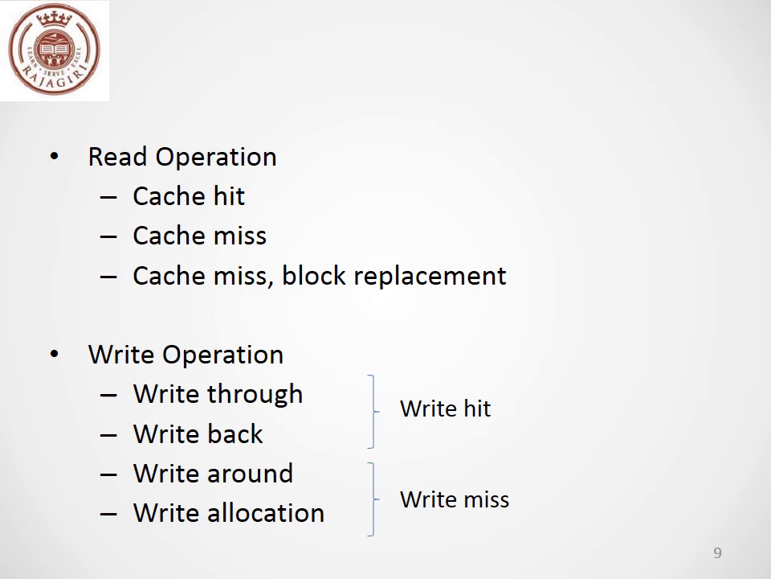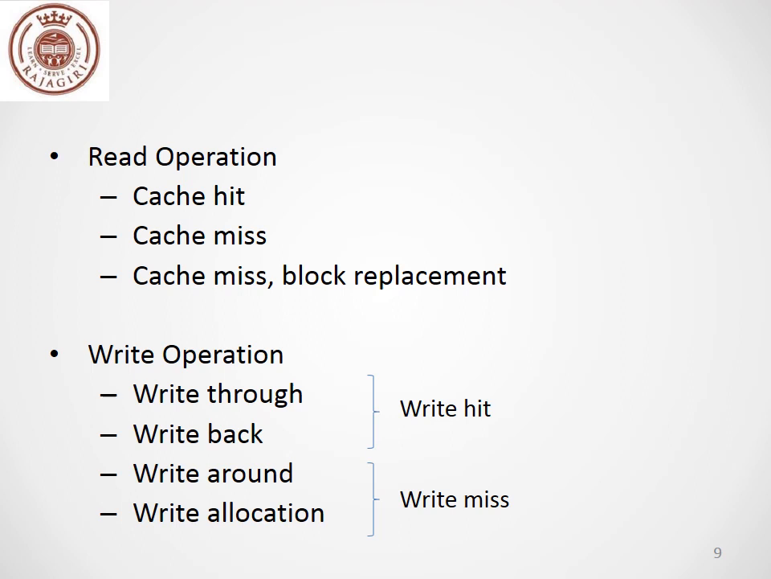Now, the third case that can arise is, suppose I am trying to read some data and that data is not available in the cache, but it is accessed from the main memory, and now there is no space present in the cache to bring in the incoming main memory block. In that case, some blocks of the cache memory should be replaced first using some algorithms which we will discuss later, and after that the data will be provided to the processor.